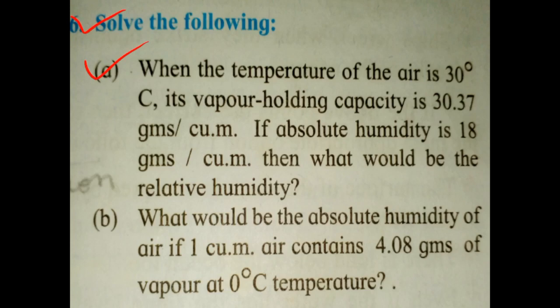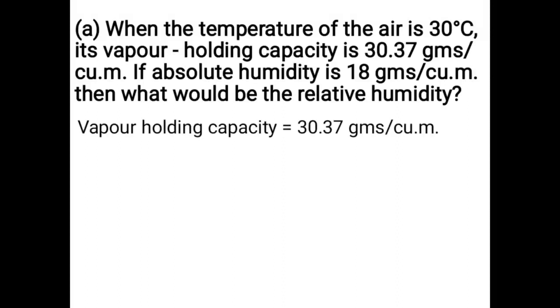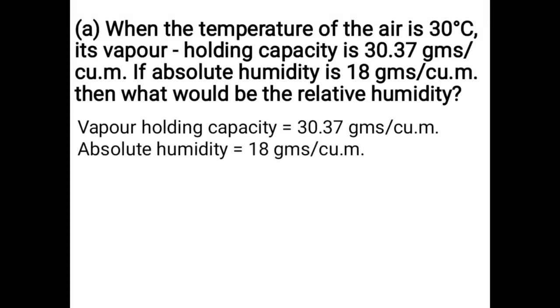First one, when the temperature of the air is 30 degrees Celsius, its vapor holding capacity is 30.37 grams per cubic meter. If absolute humidity is 18 grams per cubic meter, then what would be the relative humidity? In the question, write what is given. Vapor holding capacity is equal to 30.37 grams per cubic meter. Absolute humidity is equal to 18 grams per cubic meter.